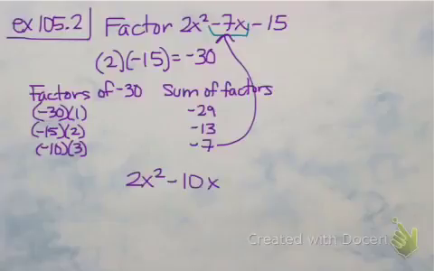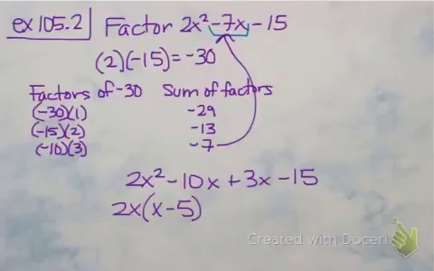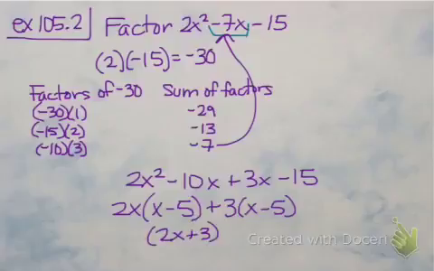So we're going to write it out. 2x squared minus 10x plus 3x minus 15. And then we're going to take the first two and factor what we can. So we get 2x pulled out and x minus 5 in parentheses. And then out of the second part, we can pull a 3 out. So plus 3 times x minus 5. Notice that I have x minus 5 in the parentheses, so the factored expression is going to be 2x plus 3 times x minus 5.